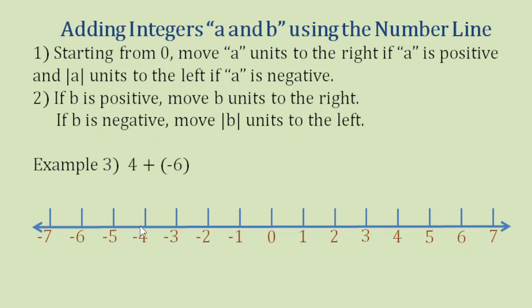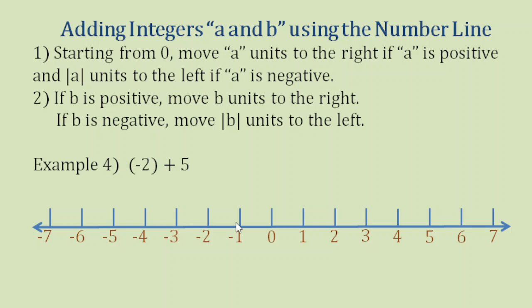Example number 3. 4 plus negative 6. So we start from 0. Then that's 4. We move 4 units to the right. And then we have plus negative 6. So we move absolute value of negative 6 units to the left. We stop here. So the answer is negative 2.